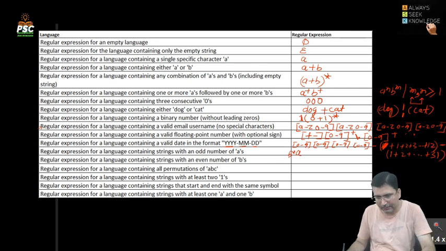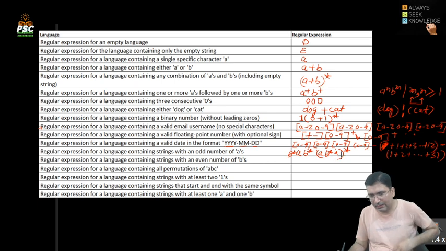So B may have any number of B's, but A will be odd, so I am saying there may be B. And if I write something like this, it will give you an odd number of A's, because one A is confirmed, and whenever you repeat this, you are adding A an even number of times, so overall A will be odd.